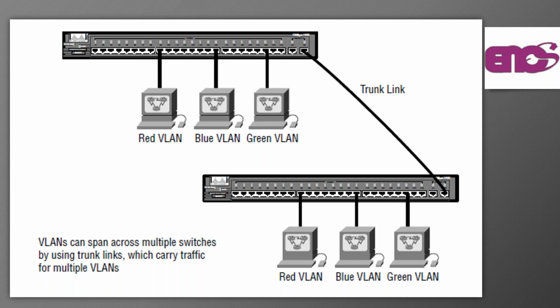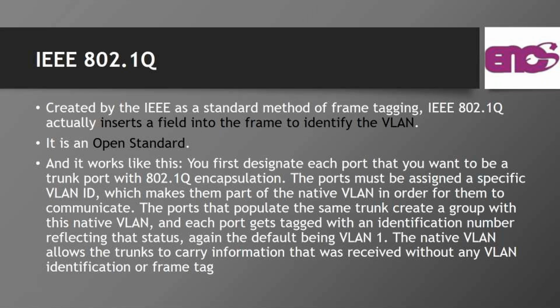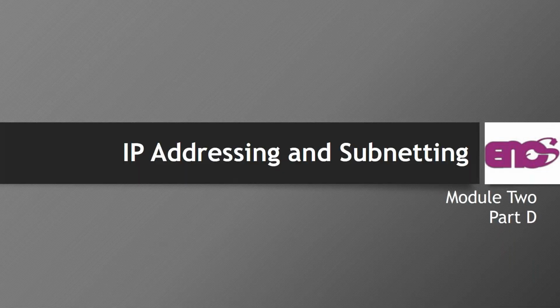So what allows that tag is this standard 802.1q, an open standard that allows for VLAN tagging, for you to be able to identify VLANs. So that is for switching and virtual LANs.